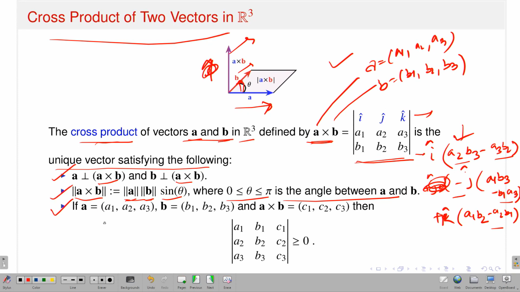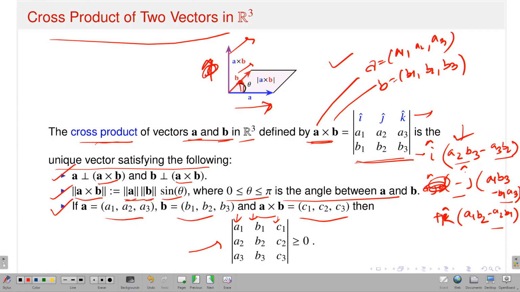If I have two vectors A1, A2, A3 and B1, B2, B3, and I write A cross B as C1, C2, C3, then this determinant condition is satisfied. That means, if I put A1, A2, A3 in the first column, B1, B2, B3 in the second column, and C1, C2, C3 in the third column, and calculate the determinant, it is a positive quantity. So, these are the properties of the cross product. In fact, this is a definition: if I know A cross B, it satisfies this.